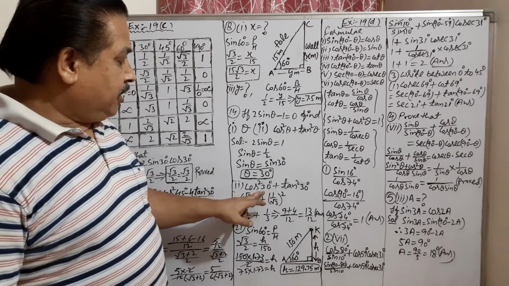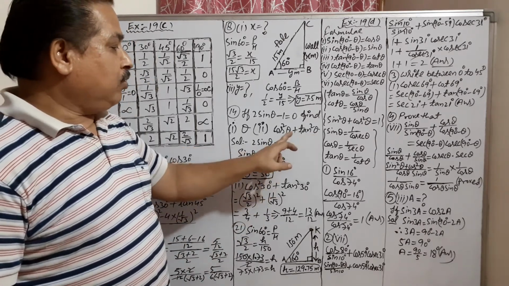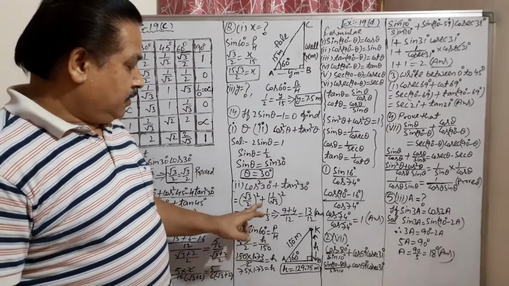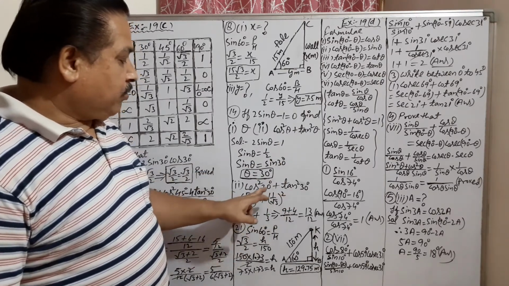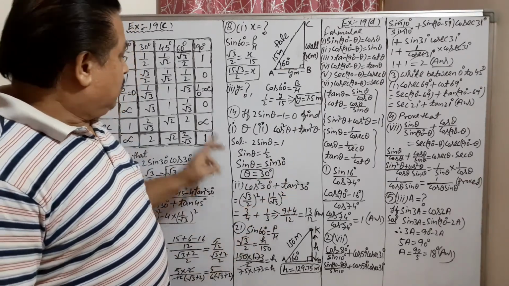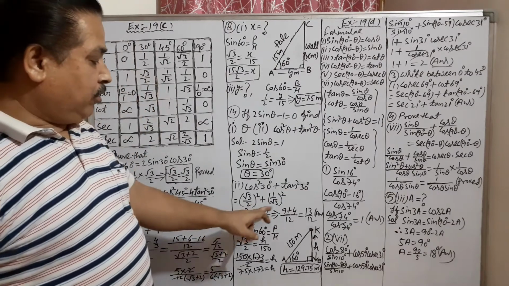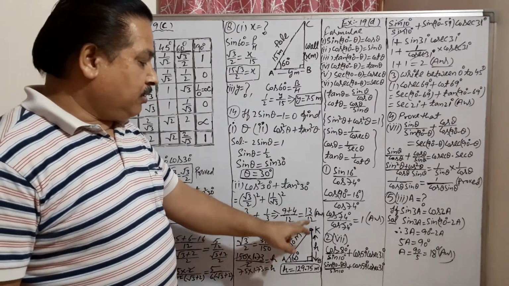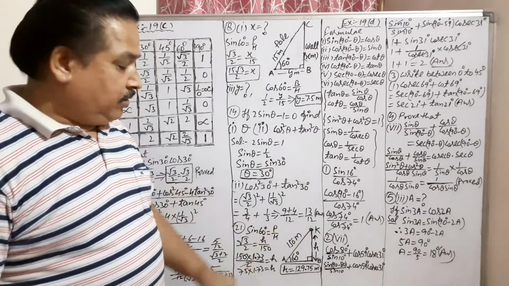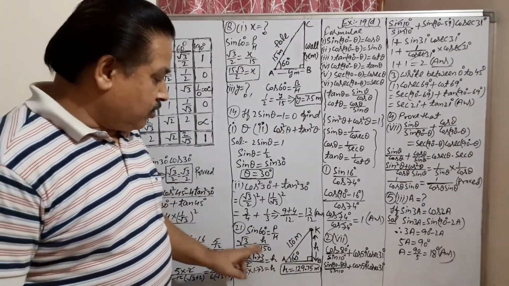Now putting the 30 degree value here. We know theta is 30 degree. So put 30 degree here: cos square 30 and tan square 30. See the values from the table and put them here. After calculation the answer will come out 13 upon 12. Now see the next question, 21.